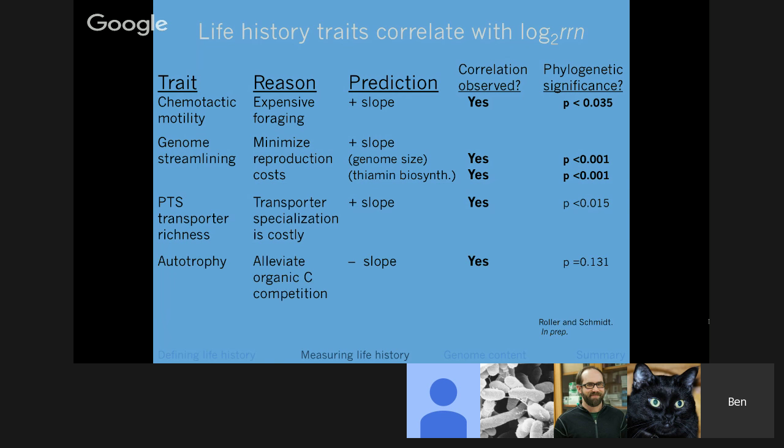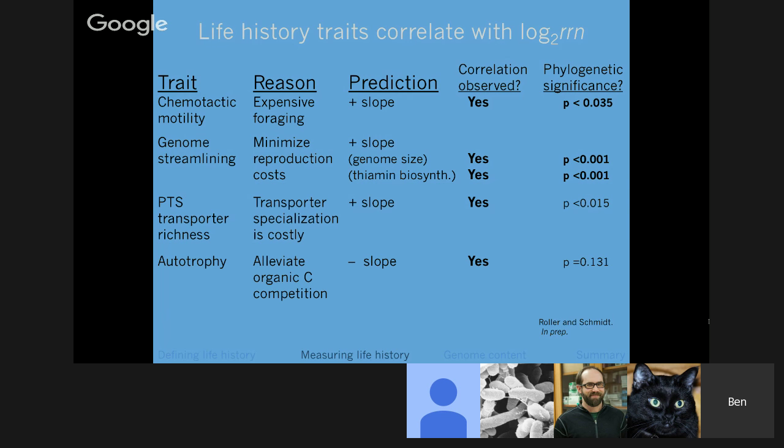Finally, we asked if autotrophy was related to ribosomal RNA operon copy number in genomes, and we hypothesized this because we thought it might alleviate organic carbon competition, and we expected a negative correlation between autotrophy and copy number. And we do observe the correlation again, but it's mainly being driven by the cyanobacteria, which make up a large fraction of the autotrophs in our data set. So when we include phylogeny in the model, we no longer see this relationship, indicating that the pattern could be just phylogeny alone and not due to a significant adaptive advantage for these oligotrophic low copy number organisms to be autotrophs.